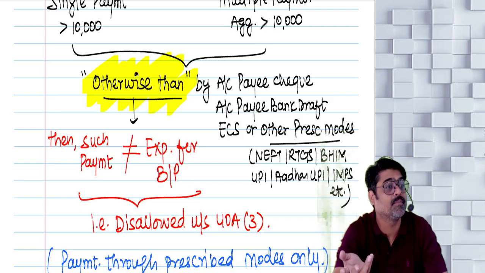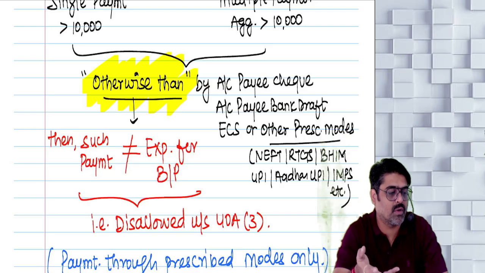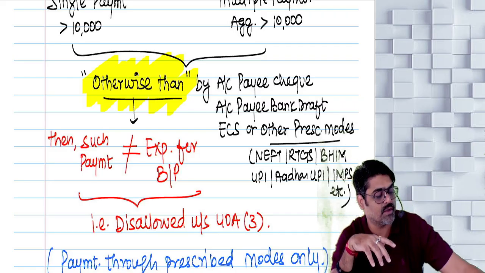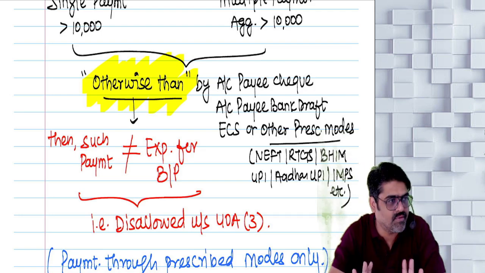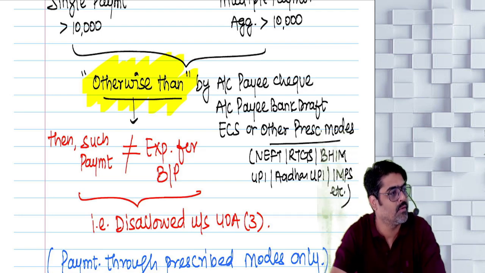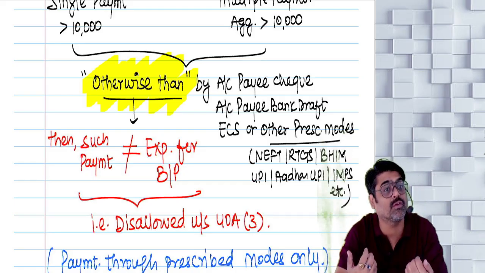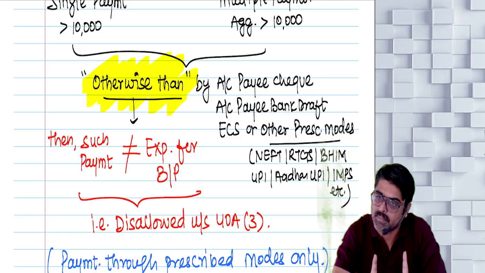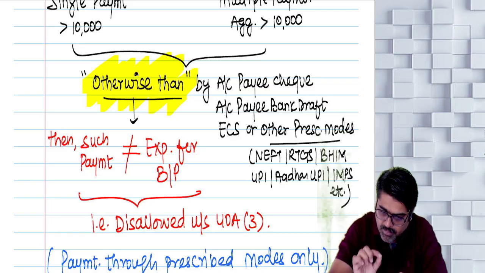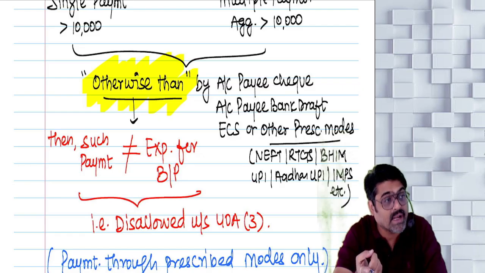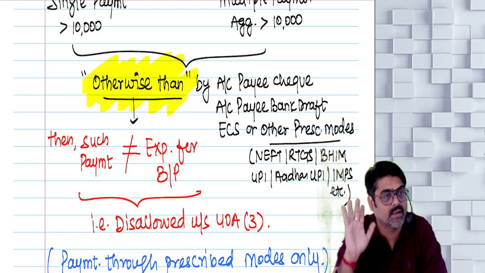Which payment? So if you are making a payment to a transporter, any transport charges, freight charges. So how much is the limit for that? 35,000. Up to 35,000, any mode you pay, it will be allowed. Transport and freight charges. Up to 35,000, any mode you pay, the payment will be allowed. But if the payment is more than 35,000, then other than prescribed modes, then the payment will be disallowed.